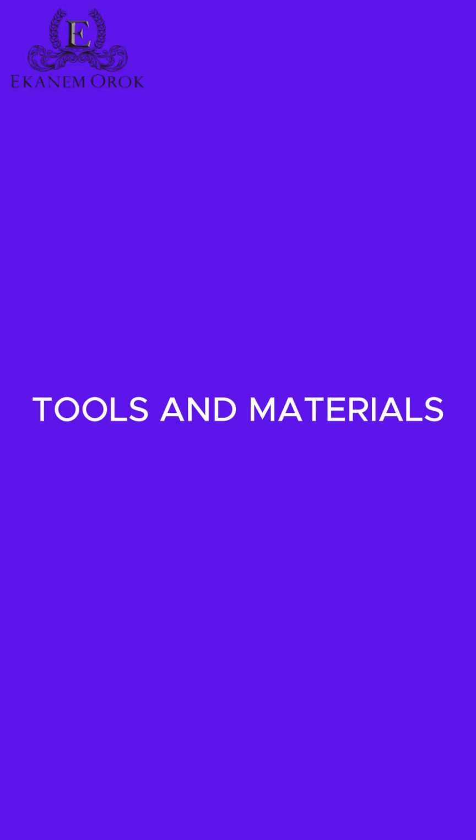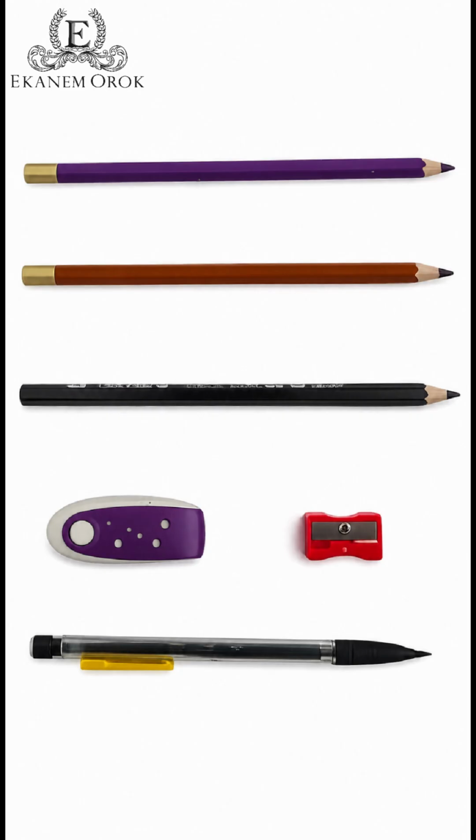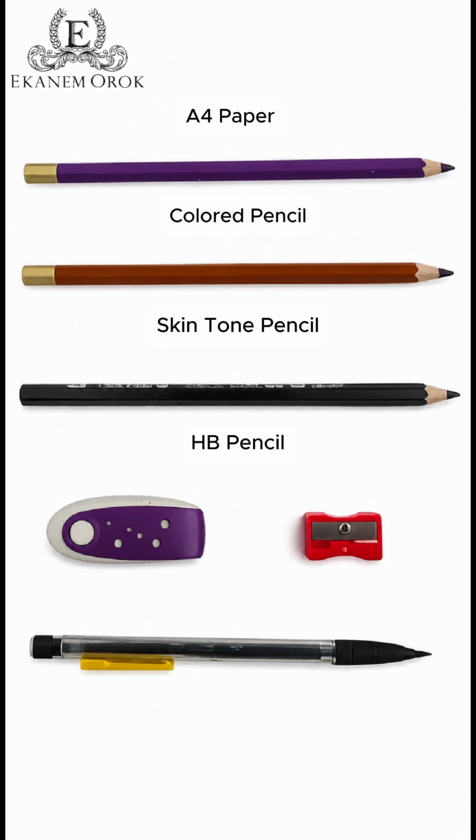Tools and materials. I will be using very basic tools and materials that are easy to find. This includes A4 paper, any colored pencil of your choice, any skin tone pencil of your choice, HB pencil, eraser, and sharpener. You can also use a technical pencil if you do not want to sharpen your pencil.